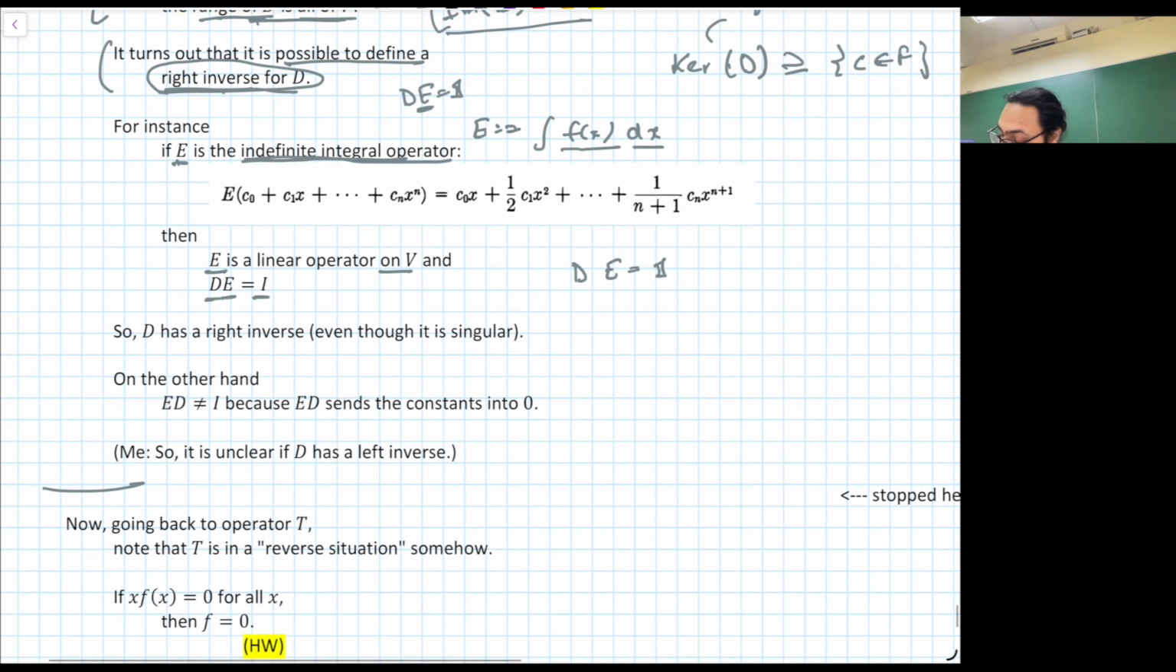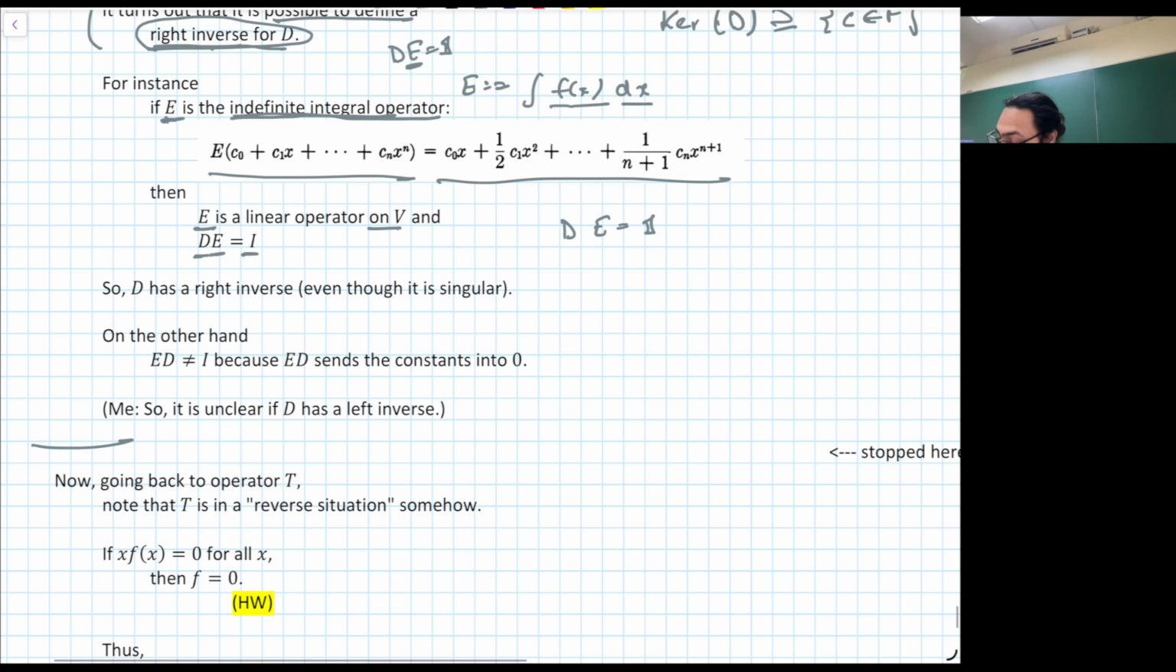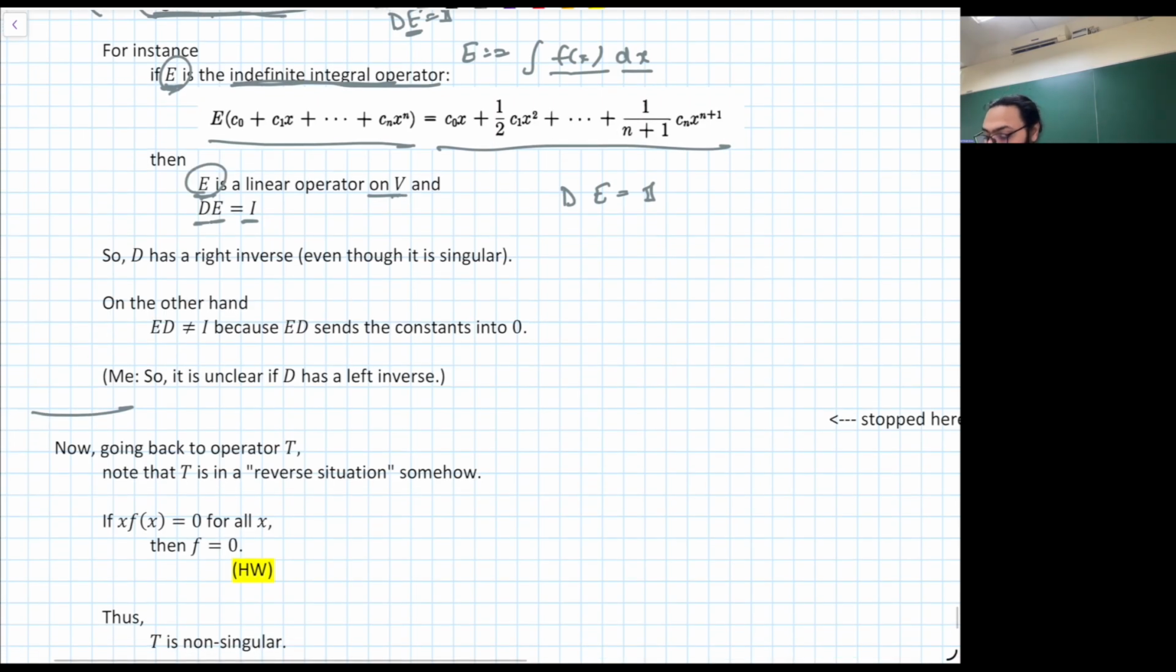And how do we see this? So E is the indefinite integral operator, which is defined as follows. It's just usual integration, right? There's nothing fancy happening. Then, if E is defined as such, we know that E is a linear operator on V. This is straightforward to check, because the coefficients would act linearly. And E is such that D times E would give you identity.